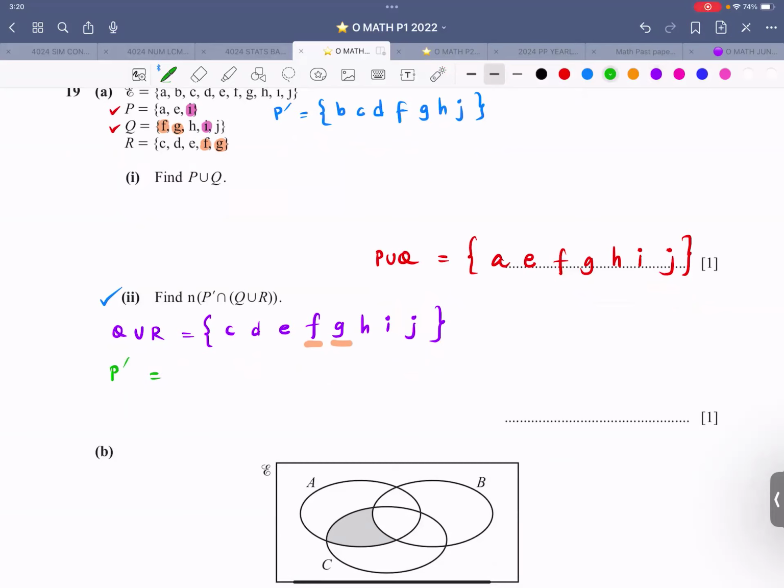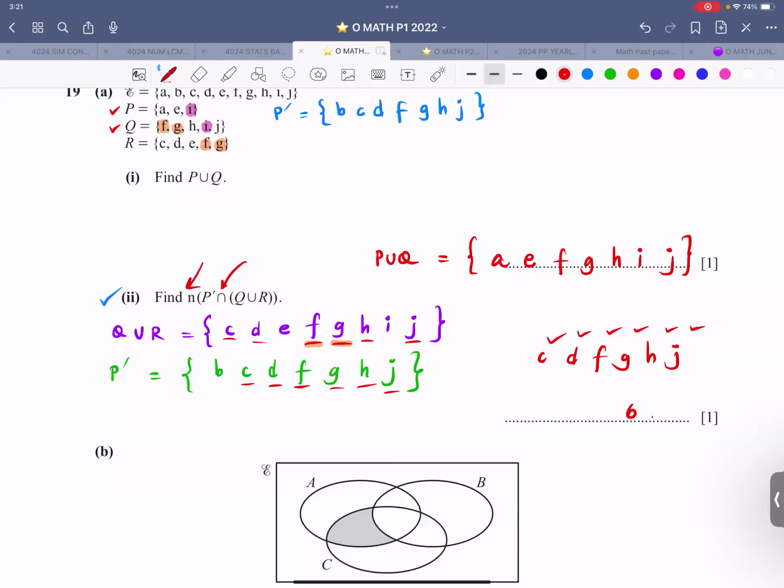So P complement is B, C, D, F, G, H, J. And now we are interested in the intersection. So what's common? C is common, D is common, E is not there, F is there, G is there, H is there, and J is there. So these are the elements. They're not asking us the element, they're asking us the number. So 1, 2, 3, 4, 5, 6. So 6 you will write.